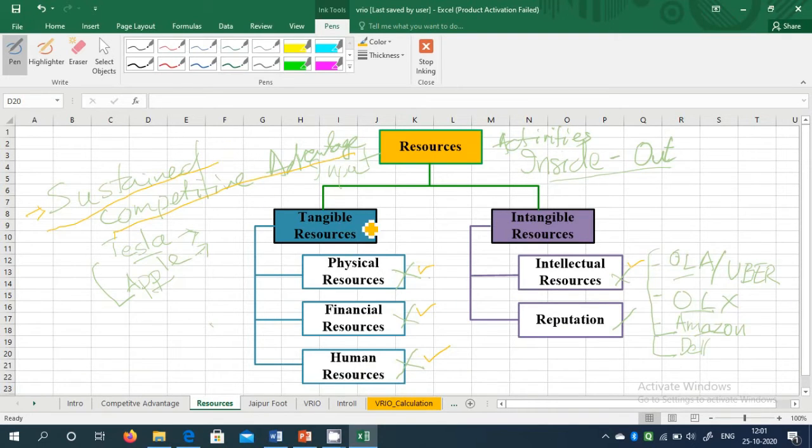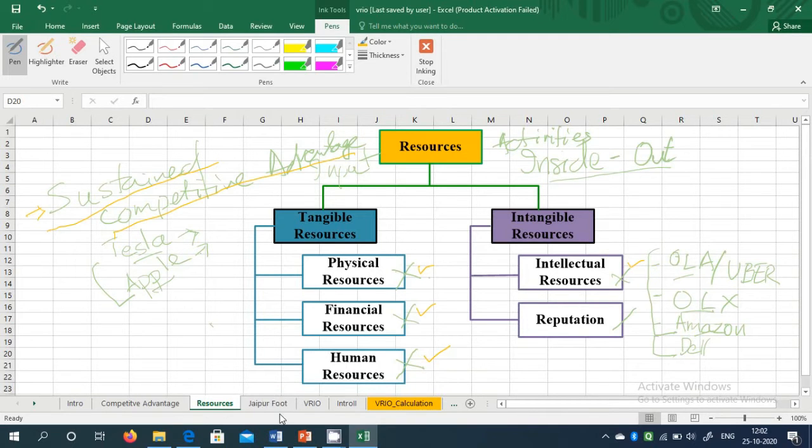We often confuse this: suppose our company maintains a competitive advantage for a few years, then we say that you have the advantage over there. So it is not only limited or confined to the corporate sector, like Tesla, Apple, Ola, Uber, OLX, Amazon, Dell. In the social sector also we will find this type of thing.